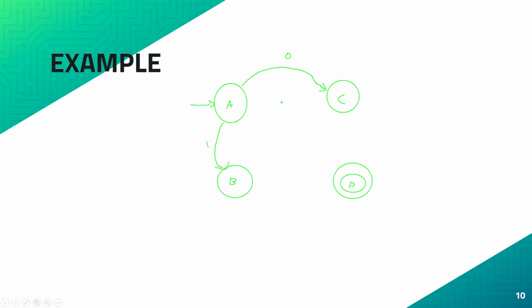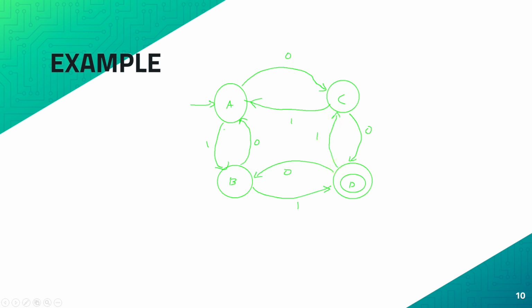Clear? Now when you're in state B, if you get an input of 0, you go to state A. When you get an input of 1, you go to state D. When you are in state C, if you get an input of 0, you go to state D. And when you get an input of 1, you go to state A. When you are in state D, when you get an input of 0, you go to state B. And when you are in state D, when you get an input of 1, you go to state C.